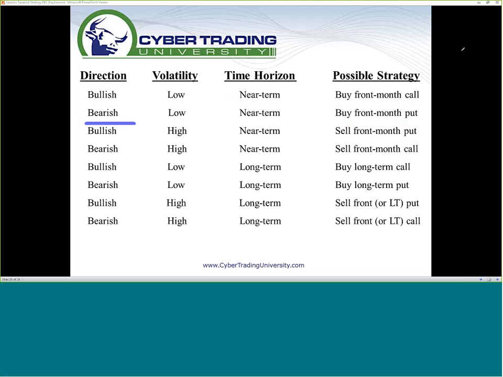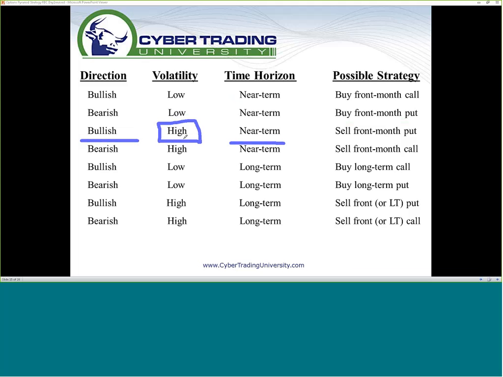Example number 3. We're bullish on the stock. We think it's going to go up, but this time the volatility is high, and we think it's going to go up in the near-term future. Well, because the volatility is high, I don't want to buy an option. I don't want to buy options that are already too expensive. I know this because of the volatility. So I'm going to sell an option.